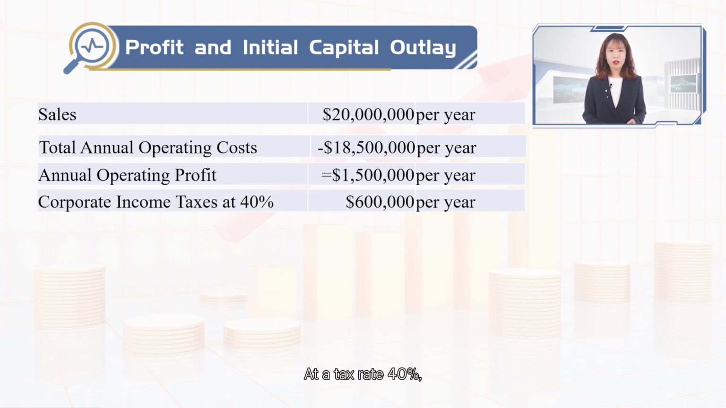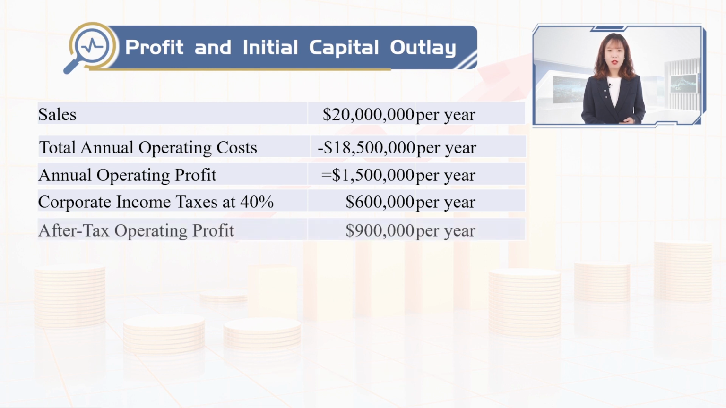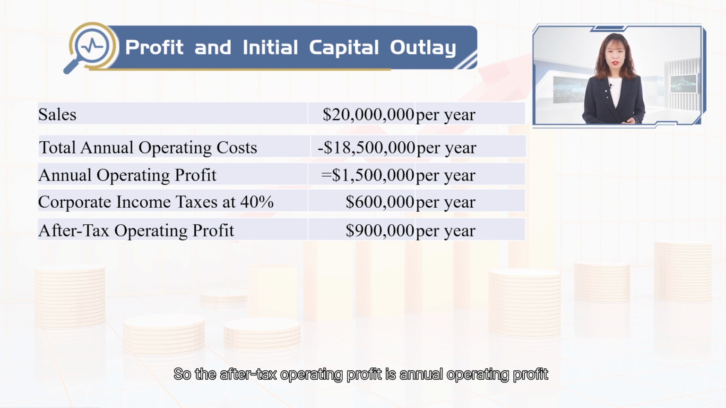At a tax rate of 40%, the corporate income taxes are equal to the annual operating profit, $1.5 million multiplied by 40%, and are $0.6 million per year. So the after-tax operating profit is the annual operating profit $1.5 million minus the tax $0.6 million, and is $0.9 million per year. In other words, the corporate net income is $0.9 million per year.